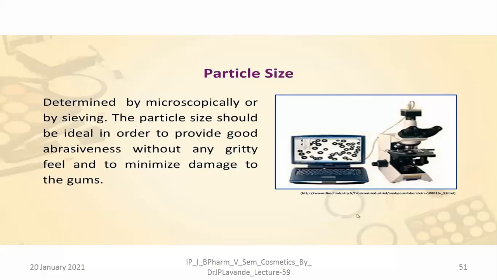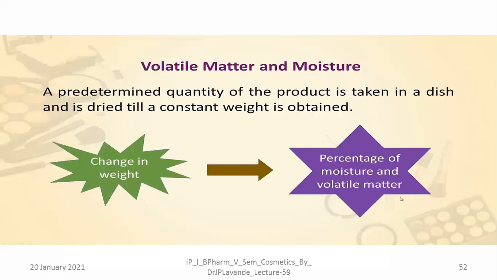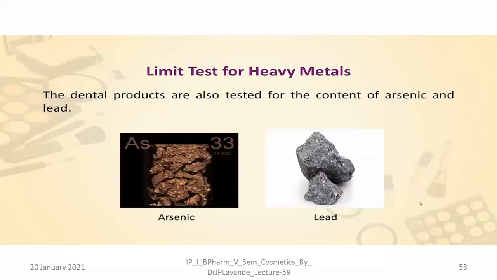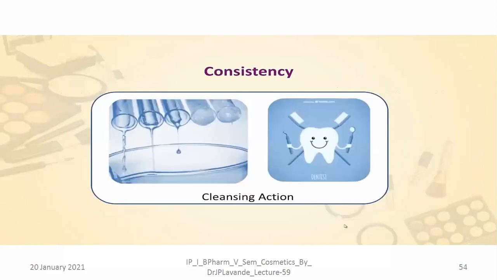Particle size can be determined microscopically or by sieving. The particle size should be ideal in order to provide good abrasiveness without any gritty feel and to minimize damage to the gums. Volatile matter and moisture: a predetermined quantity of the product is taken in a dish and dried until a constant weight is obtained. The change in weight gives the percentage of moisture and volatile matter. Limit test for heavy metals: arsenic and lead are heavy metals. Dental products are tested for arsenic and lead content, and they should be free from arsenic and lead.